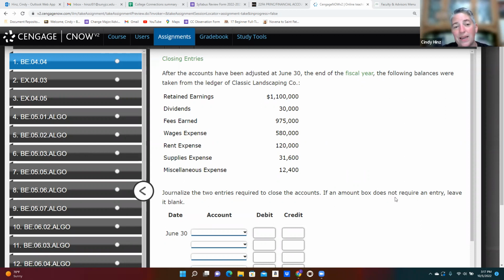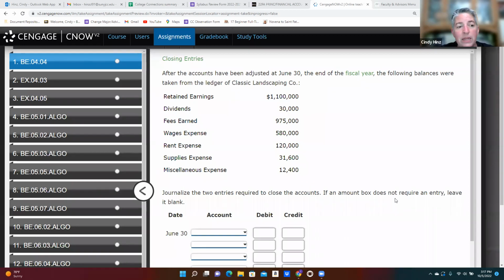Remember to find this in Cengage. You need to go to either the assignments I can practice now or the all assignments tab. You won't find the practice set in the assignments I can take now, which is the default, because it's not graded. So you'll have to find this set in one of those other tabs.